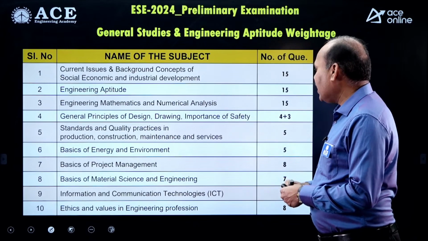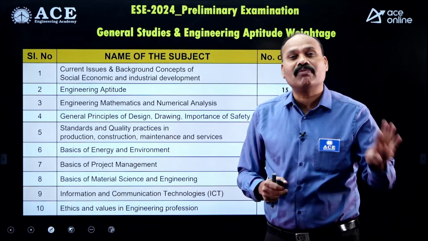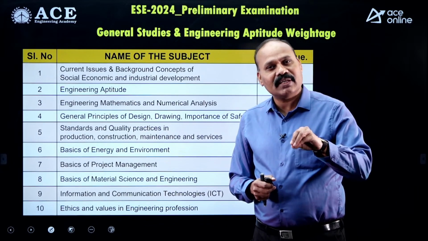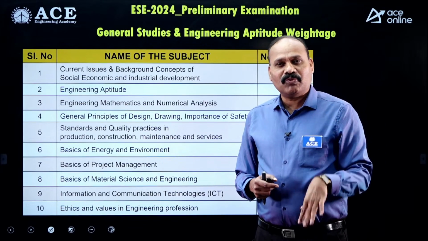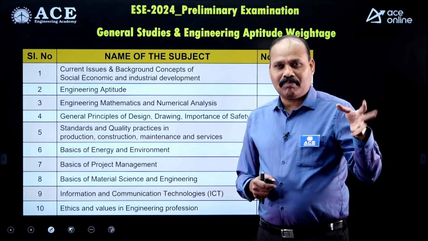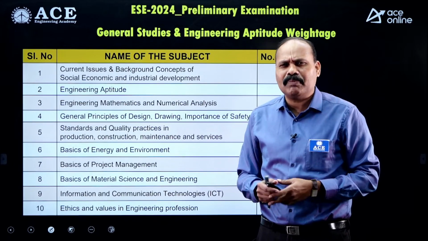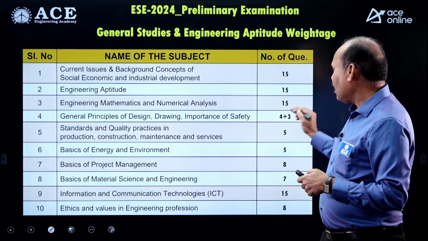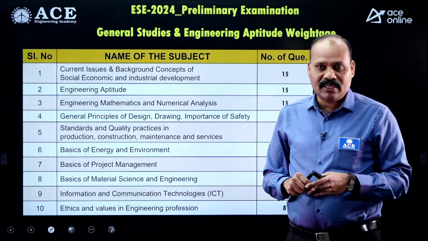General principles of design, drawing, importance of safety. From drawing there are 4 questions, straightforward questions. Mechanical engineering students as well as civil engineering students will take some advantage, because mechanical students are very much aware about drawing. Those 4 questions are dead easy, straightforward and easy to answer. But remaining branches like ECE and EEE may find it somewhat difficult. Civil engineering people also can answer easily. So 4 questions from drawing we can answer easily, and 3 questions from standards, particularly design standards.